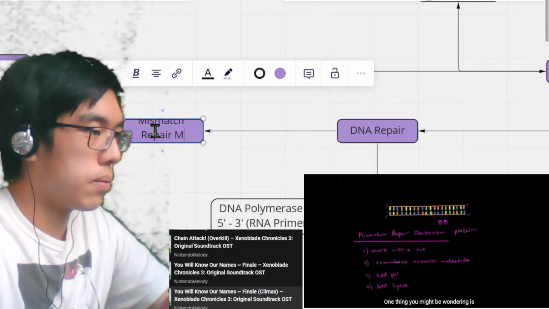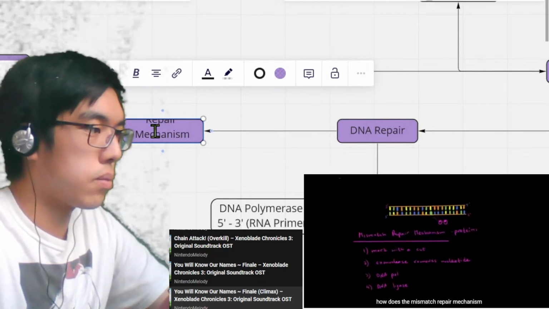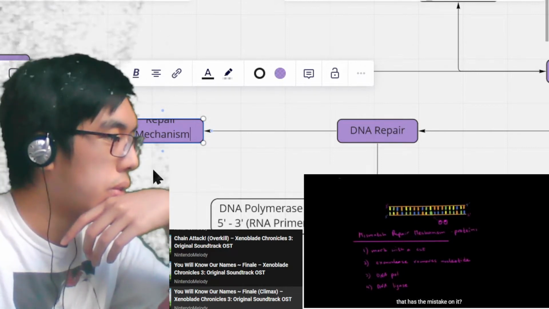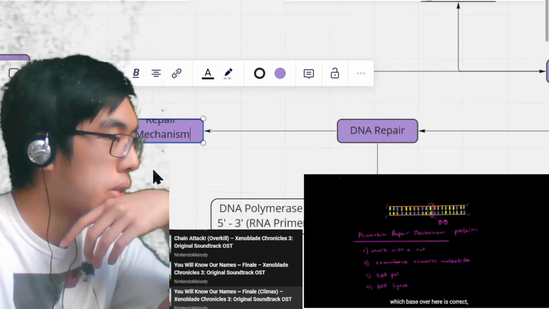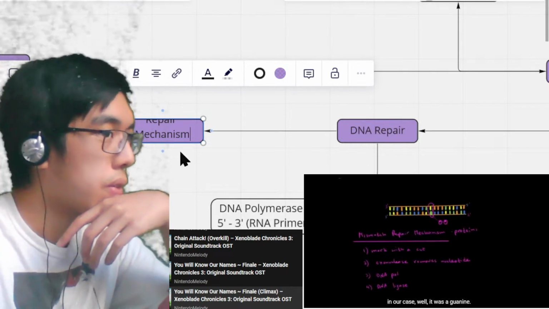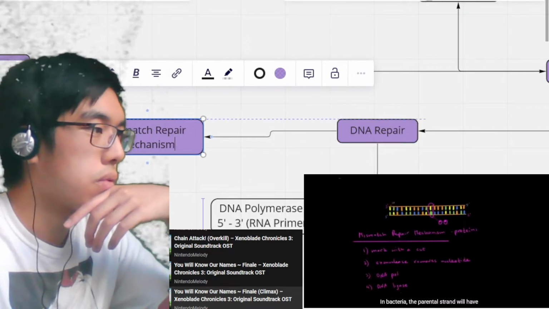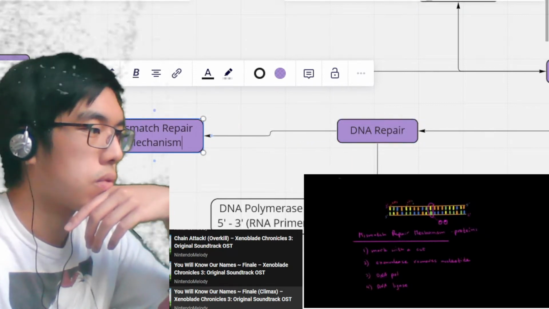And so one thing you might be wondering is, how does the mismatch repair mechanism know to distinguish between the original parental strand and the newly synthesized strand that has the mistake on it? In other words, how does it know which base over here is correct? In our case, that's the thymine, and which one is incorrect? In our case, well, it was guanine. And we know the answer to that question in bacteria. In bacteria, the parental strand will have adenines that are methylated. So I'm just going to draw some methyl groups on all the adenines.